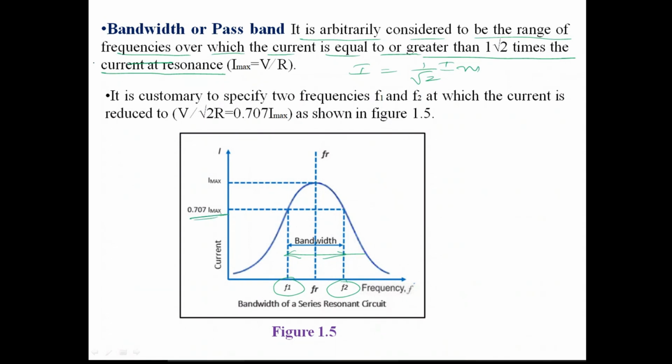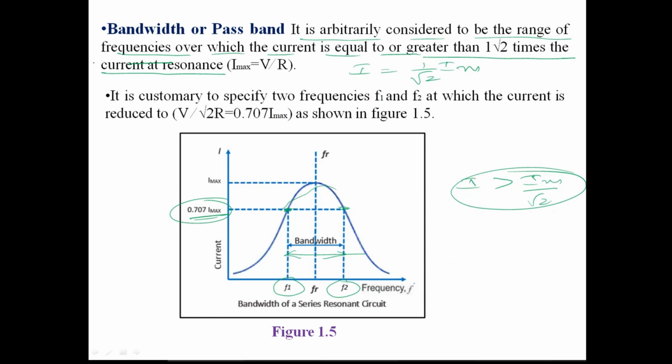That means here the current is 1/√2, that is 0.70. So at 0.70 a point comes here, and this point comes here. That means from here to here, the current will always be more than this. The current I is more than Im/√2 during that region, and that band of frequencies we call the bandwidth. That can also be called the half power frequencies.